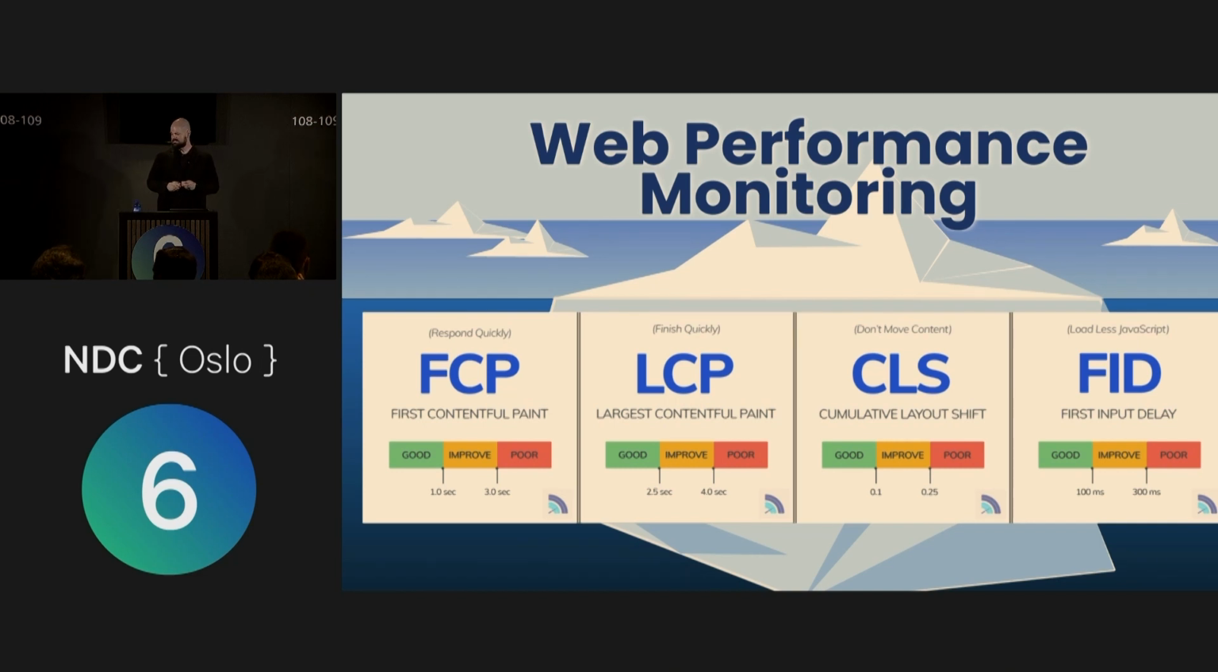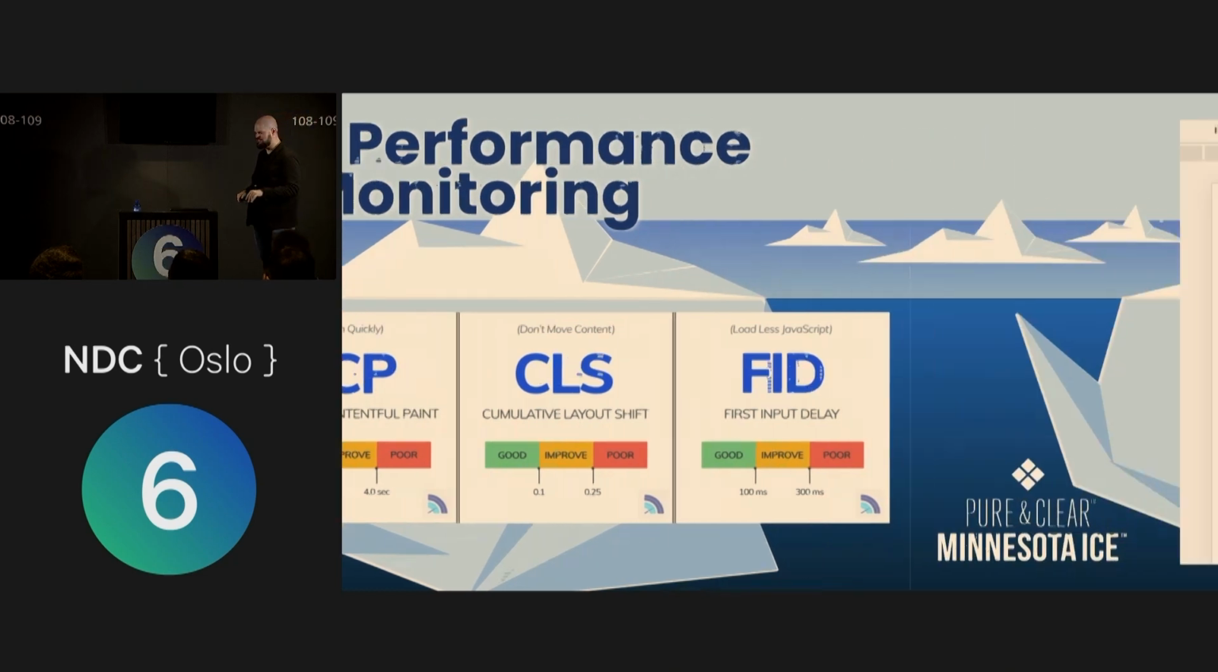The last one is cumulative layout shift. And this one is a little hard to understand. It's a measurement of how much the page moved around as it loaded. So as content loaded asynchronously, did it get pushed around? Did things move around on the page? And so here's an illustration of that.